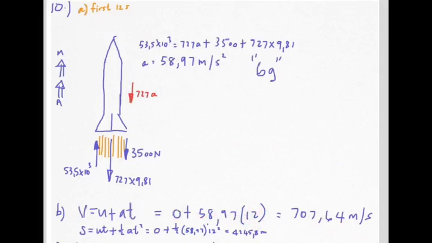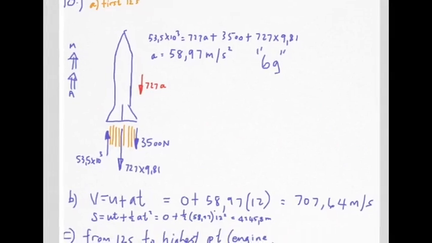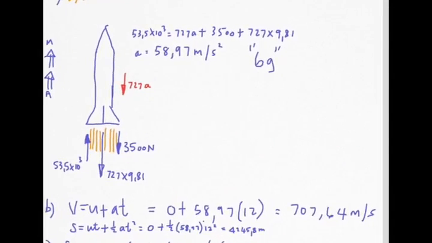So 707.64 meters per second is how fast it's going after 12 seconds. How far would it have traveled? Equation of motion, S equals ut plus half at squared will work. And we have u at 0, half times a times the time, 12 seconds squared. It would have traveled 4245 meters, 4 and a bit kilometers.